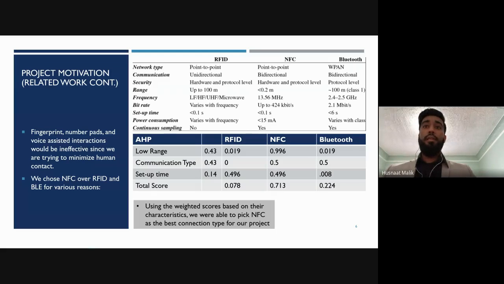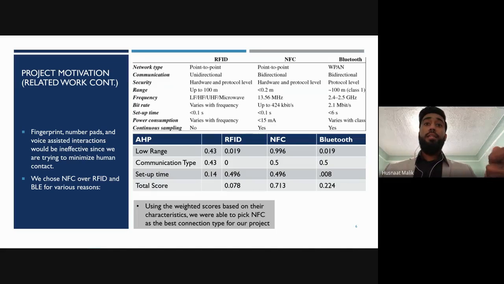So we can see over here that we chose NFC over everything else for a variety of reasons. Fingerprint and voice-assisted interactions present a unique difficulty as collecting data for them is quite difficult. Additionally, number pads are ineffective since we're trying to minimize human contact. And then finally, we can see we chose NFC over RFID and Bluetooth using our AHP table. And we can see that we wanted a very close range because we're trying to open a door. So we wanted to be able to open our door up close and personal.